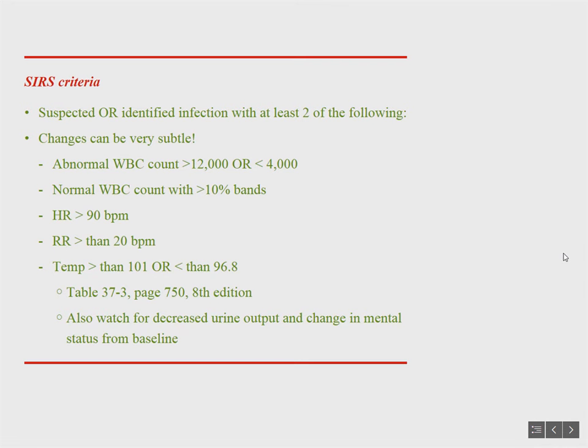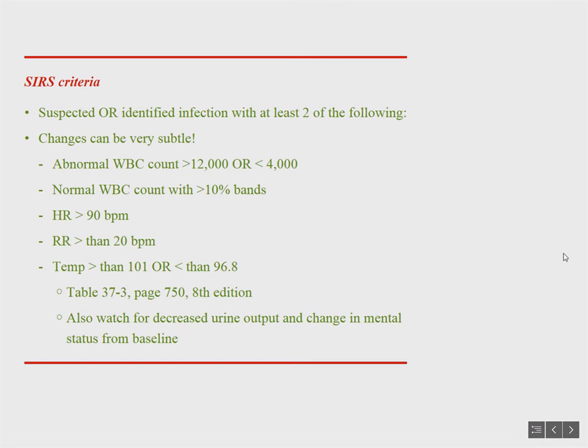Okay, so let's talk about these a little bit individually. Abnormal white blood cell count, greater than 12,000 or less than 4,000. What's a normal white blood cell count? 5 to 10,000 is a normal white blood cell count. So greater than 12,000 or less than 4,000. Normal white blood cell count with greater than 10% bands. Who remembers what bands are? Anybody? Bands are basically baby white blood cells, immature white blood cells. Those are bands.